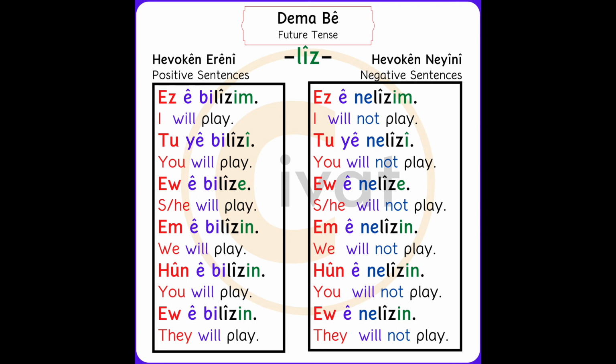Hevoken neyini. Negative sentences. Eze nelizim. I will not play. Tu ye nelizi. You will not play. Ewe nelize. She will not play. He will not play. Eme nelizin. We will not play. Hune nelizin. You will not play. Ewe nelizin. They will not play.